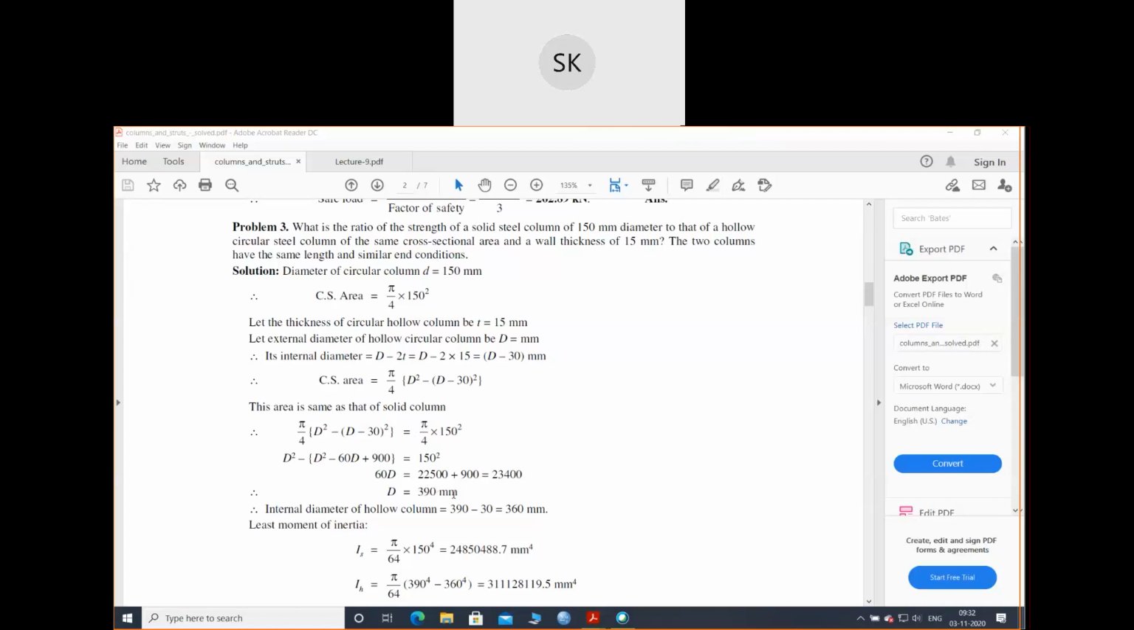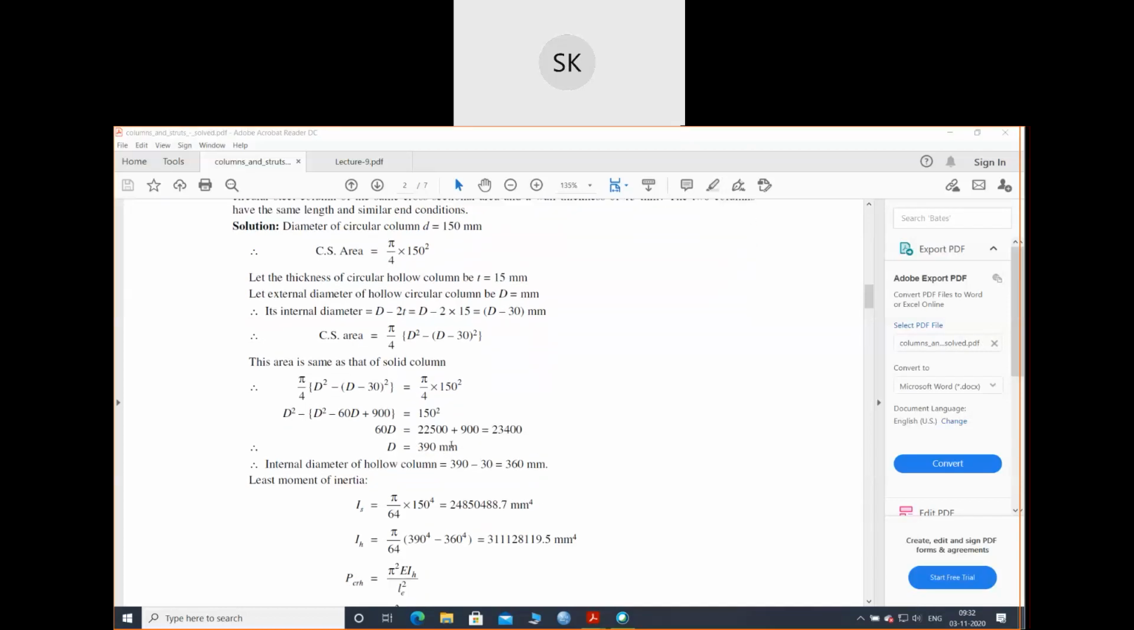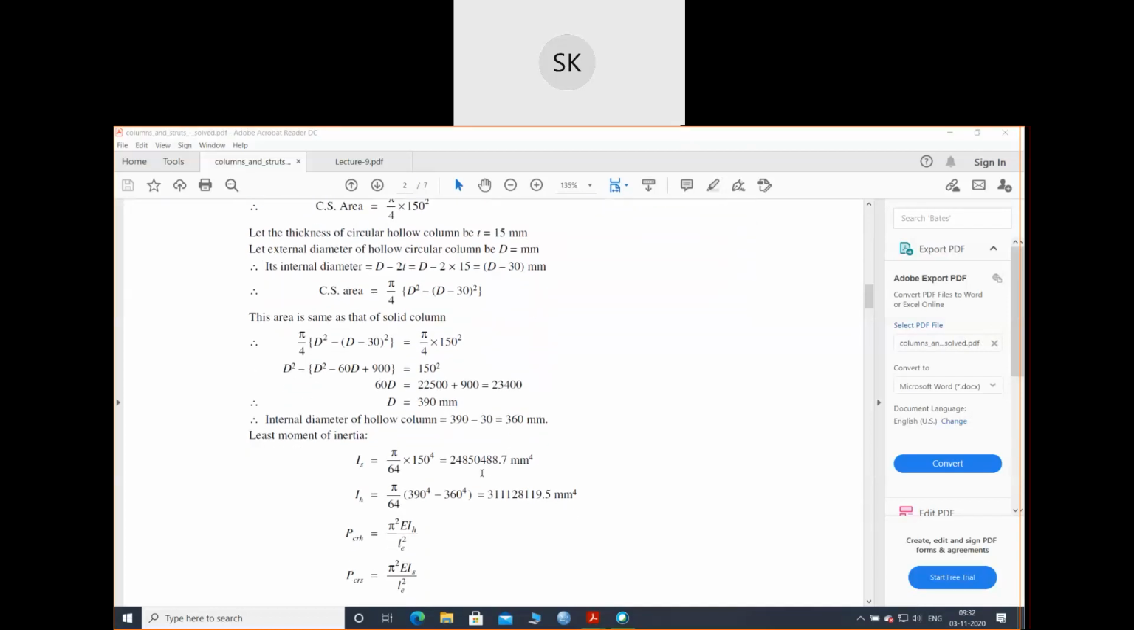After equating, I got D equals 390. I've considered the external diameter as capital D, so this will be my external diameter. The internal diameter is D minus twice t, so 390 minus 2 into 15, which is 30. So I got 360. Once I got the external and internal diameter, I can find the I value for this section: pi by 64, external diameter to the 4 minus internal diameter to the 4. This is the I value.